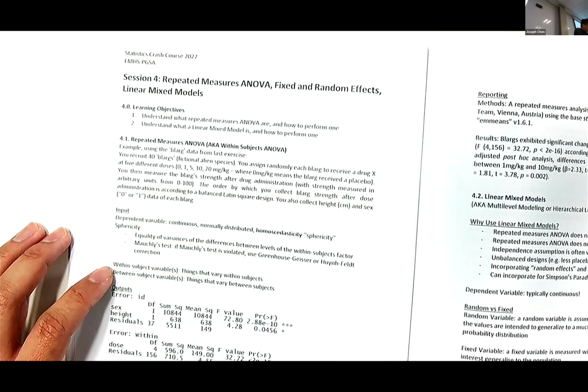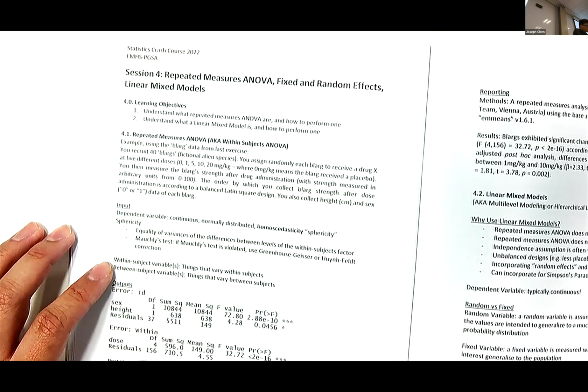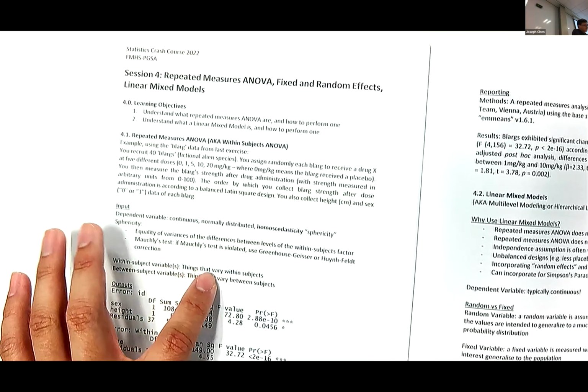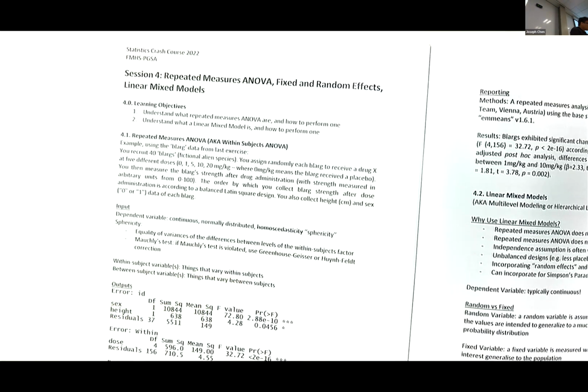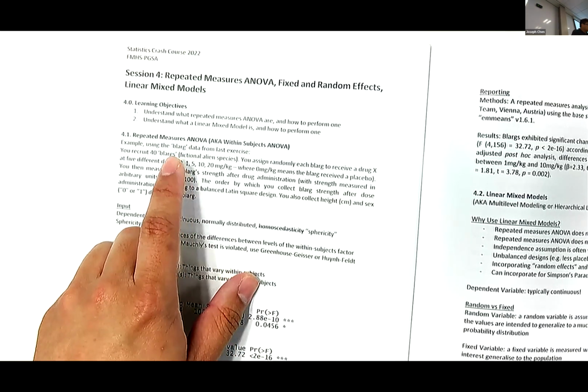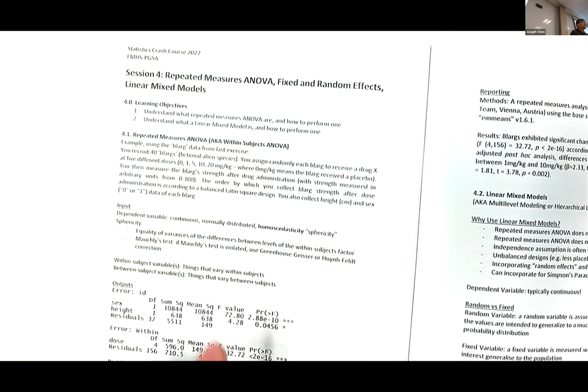With regards to within subject variables, these are things that vary within subjects. If you imagine, we've subjected one subject to 0, 1, 5, 10, and 20 in a randomized order. So each person's been measured 5 times.